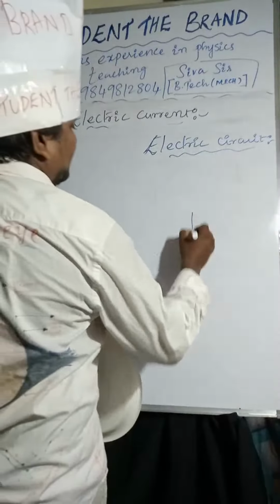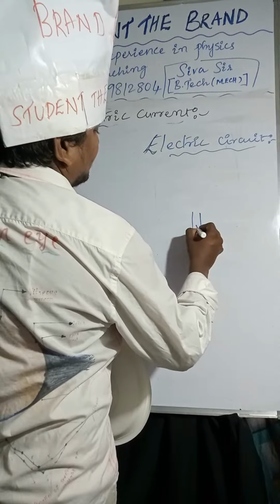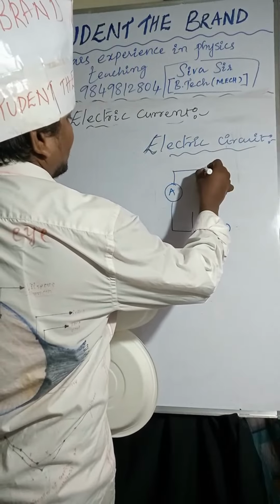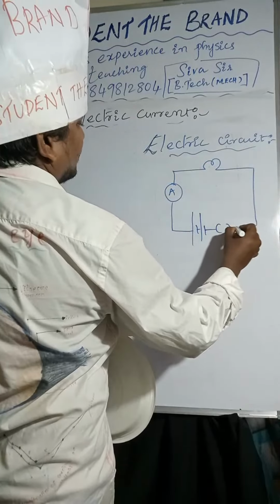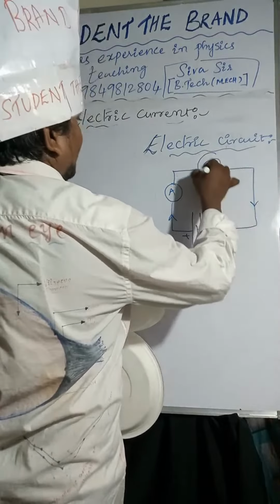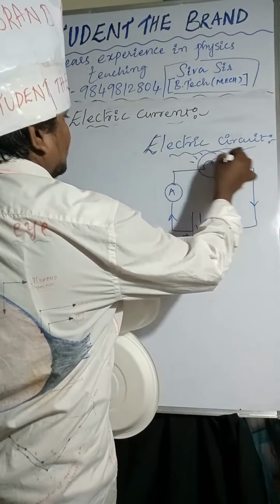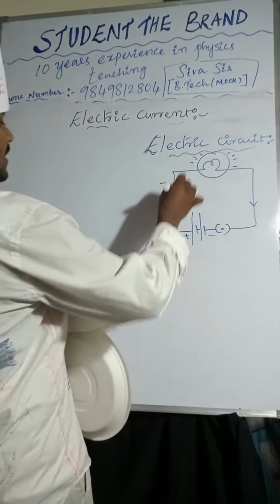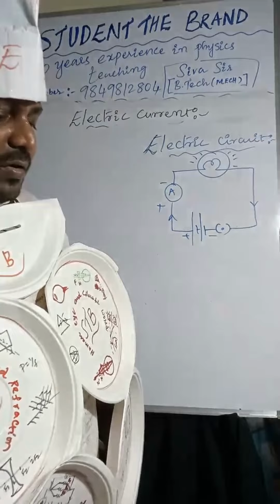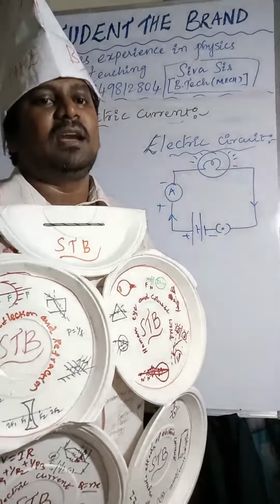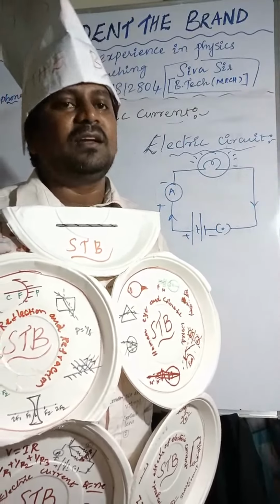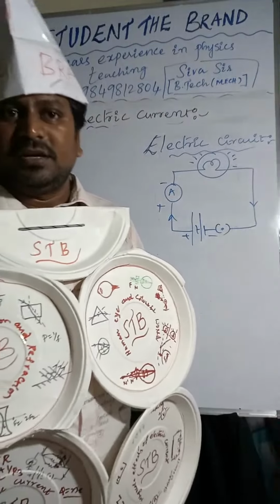I am considering here the battery, switch and ammeter. Next, a bulb. Current is passing like this, so I am taking this as the closed path. So current is passing. A closed and continuous path of an electric current is known as an electric circuit.